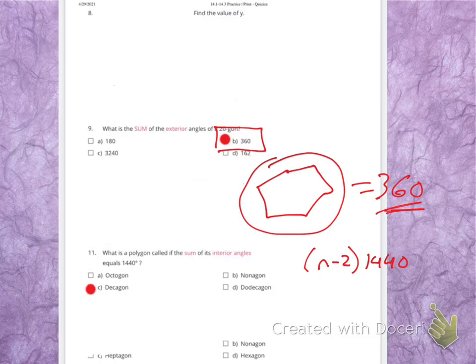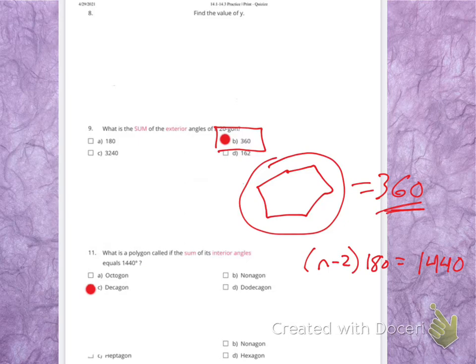If you really just guess between all of these, we can just check our work with C, so a decagon is 10, right? So that would be 10 minus 2 times, oh no, I'm sorry, I messed up, I know what I did wrong. So to set up the equation, n minus 2 times 180 is equal to 1440.